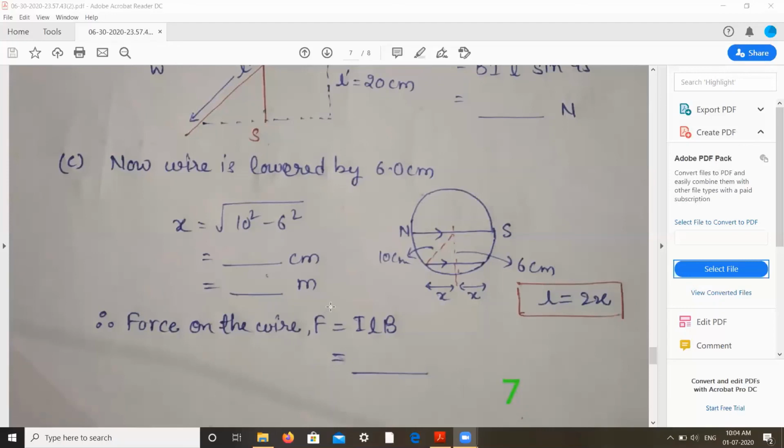Now after that you have to find the force. Use the same formula, F is equal to ILB sin theta. Again L and B remain perpendicular. The magnetic field and the line of current will again be a perpendicular case. So sin 90 is again 1. So you just have to substitute I, L and B and find the value of the magnetic force on the wire.